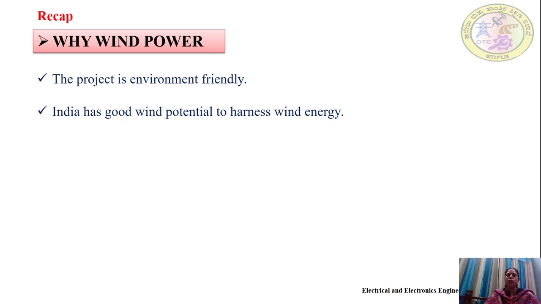India has good wind potential to harness the wind energy. More than 95% of India's wind potential is concentrated in 5 states in the south and the west, that is Tamil Nadu, Maharashtra, Gujarat, Rajasthan and Karnataka. This made it possible to identify suitable areas for harnessing power for electricity generation.